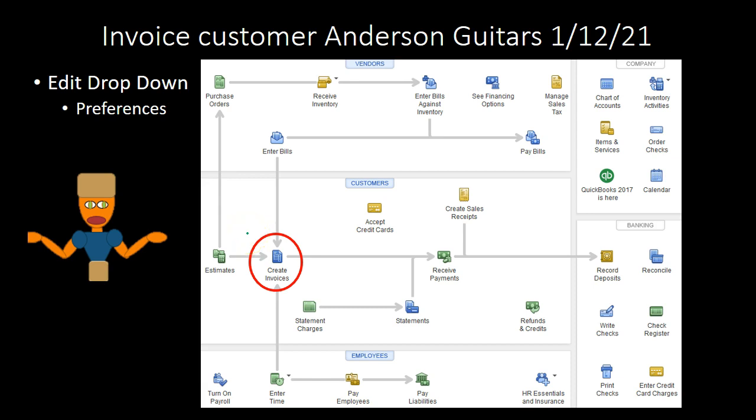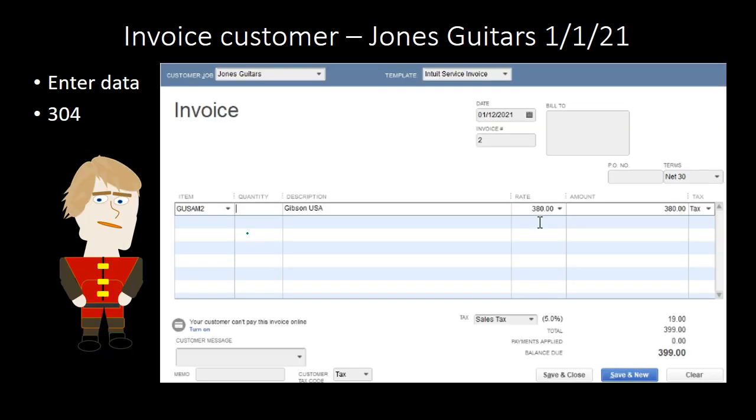We can select create invoice, and supposing that everything has been set up as it should be, which is really the difficult part of the creation of the invoice, we just need to do some data input that's fairly simple to do. We would need the name of the customer, the date, and the invoice number would populate automatically. We would have the invoice item, in this case the guitar. That would then populate the Gibson USA guitar, and then that would populate the rate and the amount for that guitar.